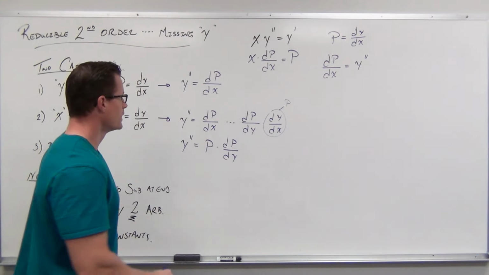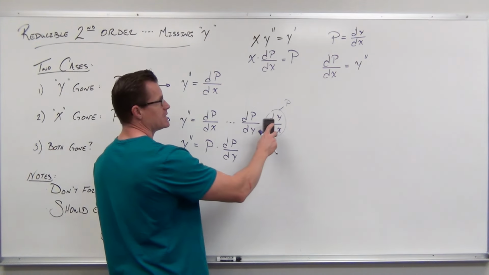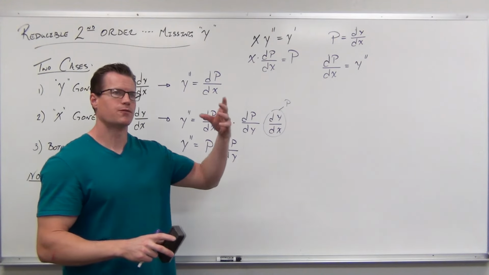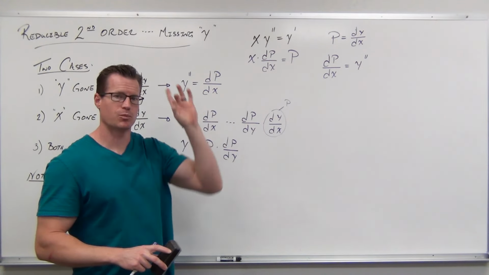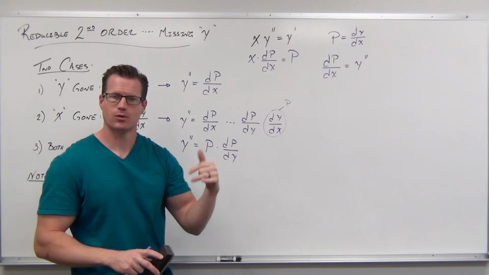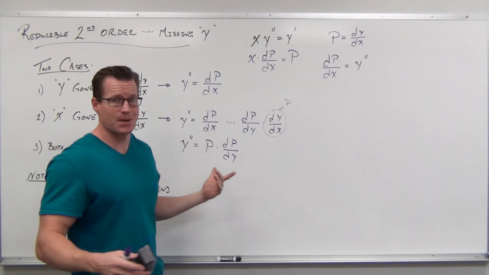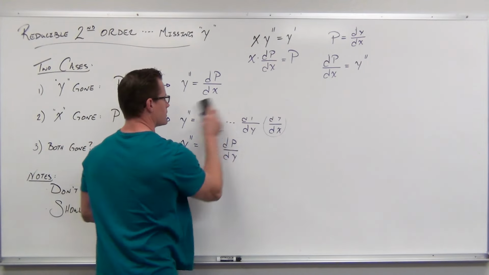So let's take a look at it. Now we have x dp dx. Okay, so our first order differential equation now is in terms of a dependent variable p with an independent variable x. It's separable. Let's separate this.